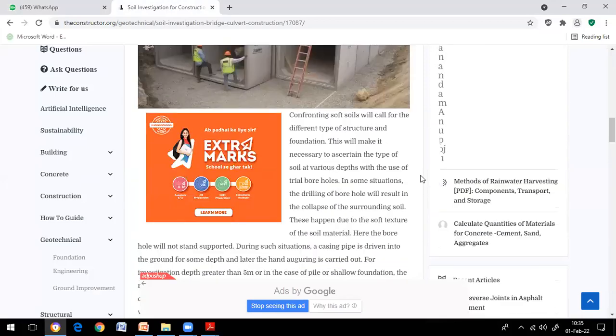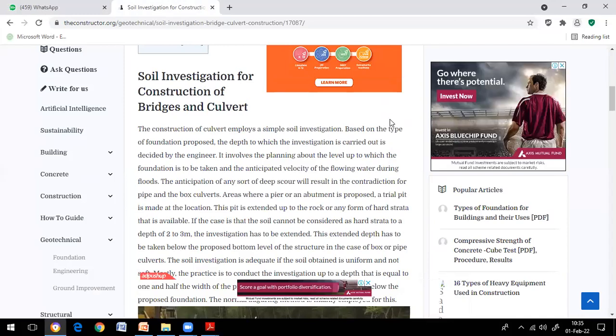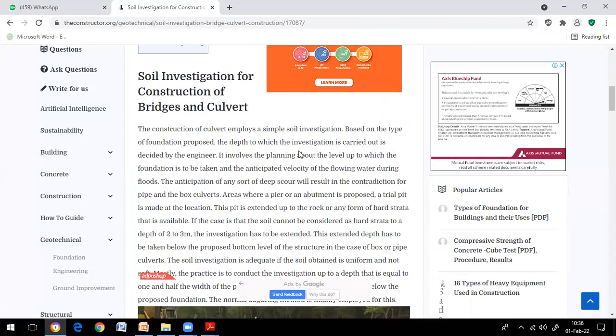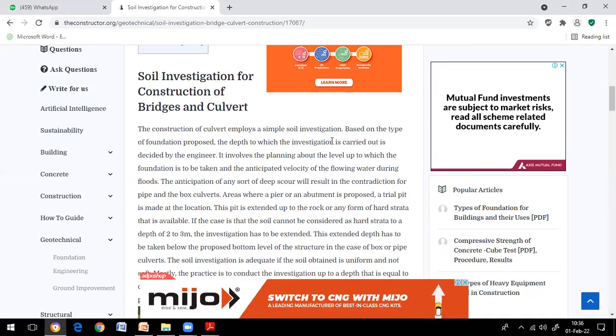See guys, on the internet I have found some information regarding soil investigation for construction of bridges and culverts. Soil investigation is nothing but the geotechnical investigation. As we all know, before starting any kind of bridge, one should first go through the site and take the soil samples, which means going through pit excavations. The construction of culverts requires only a simple soil investigation. Why? Because culverts are very small span bridges, which don't require huge soil investigations. Very small investigations are enough.